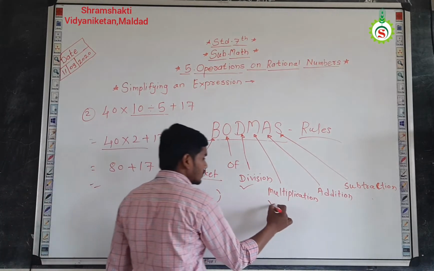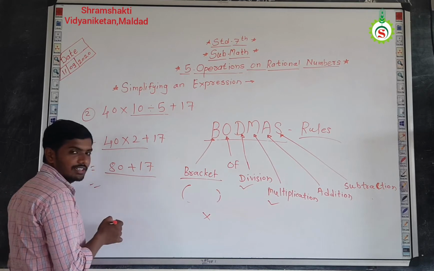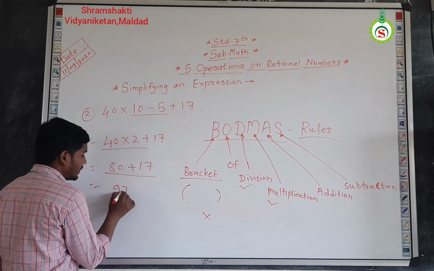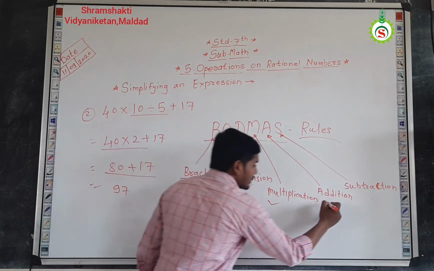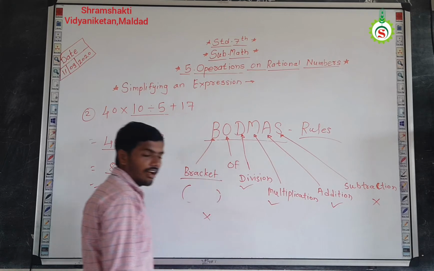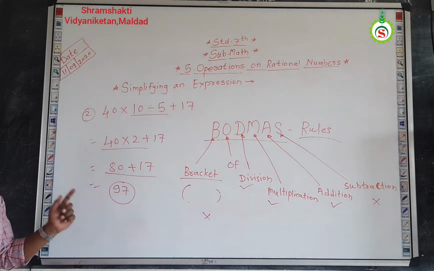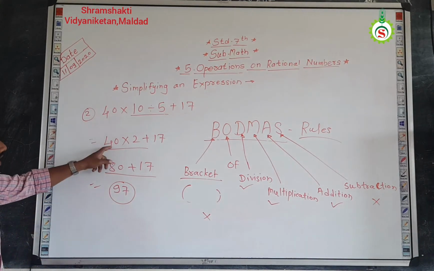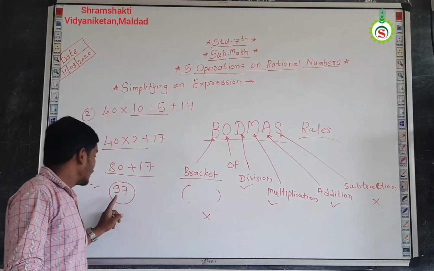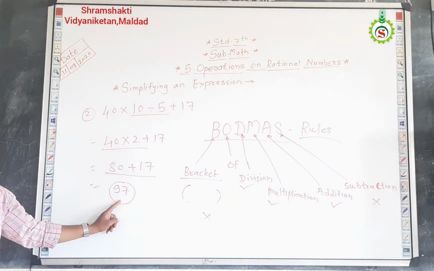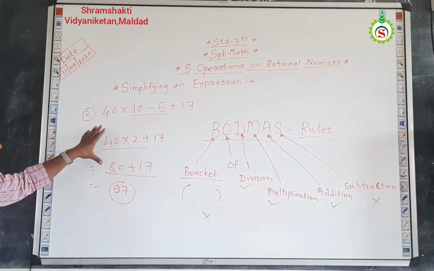So multiplication is over. Next, addition. Addition is in between 80 and 70. So the answer is 150. Now, after the addition, there is no operation remaining. That means subtraction is not there, so I will leave out the subtraction. And the answer I will get is 150. That means if all of you apply the same BODMAS rule for the given expression, you will get the same answer. Now from this example, I think all of you should get a proper idea about simplification.